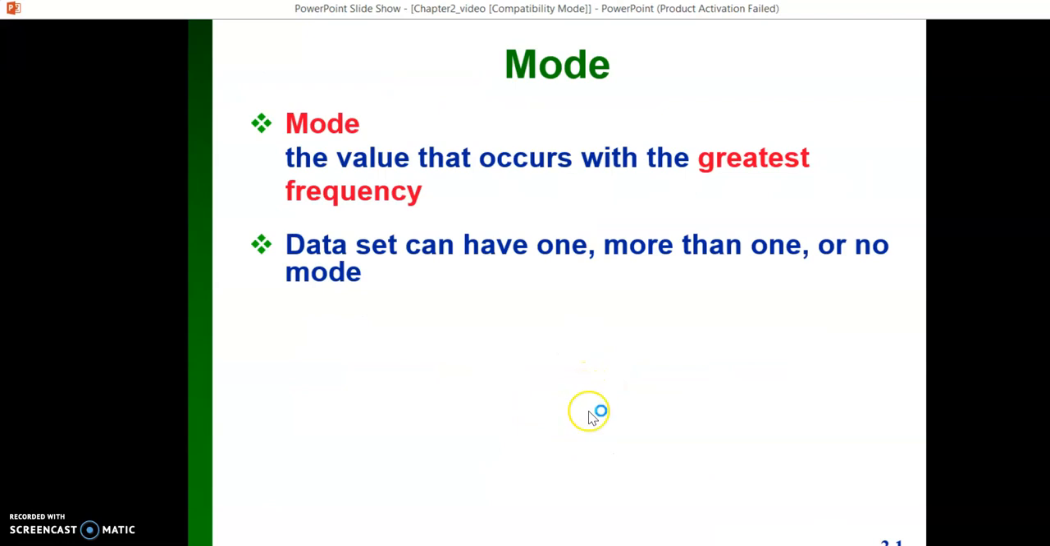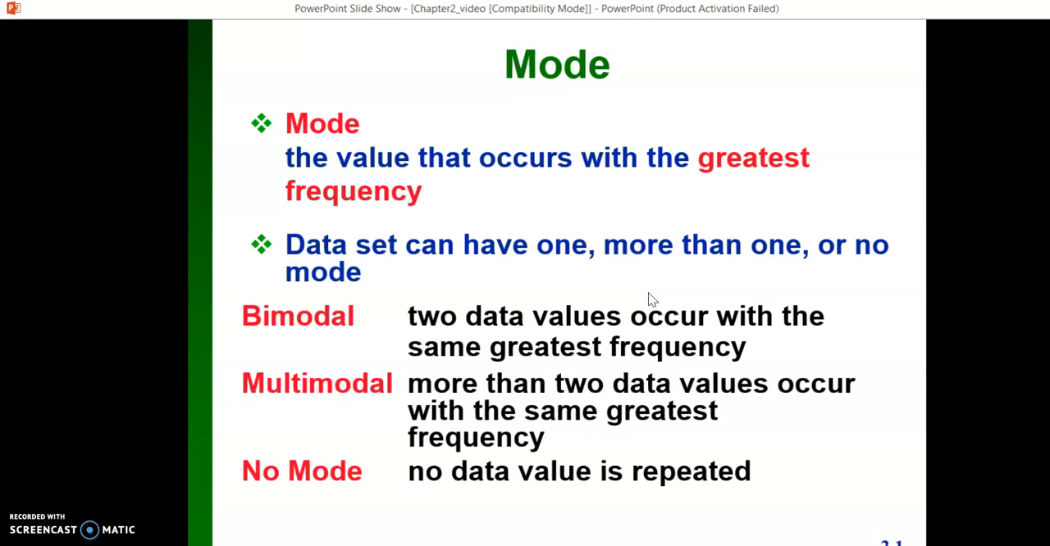So next, mode. The value that occurs with the greatest frequency is called the mode. When you have a number of data, sometimes the data repeat 2 times, 3 times, 5 times. Which one appears the most is called the mode. Sometimes you can have one mode, more than one mode, or sometimes no mode. So we'll see how to identify that. We call these bimodal, multimodal, and no mode.